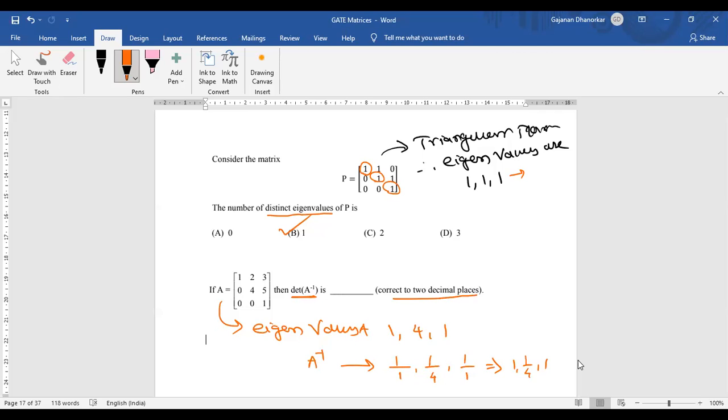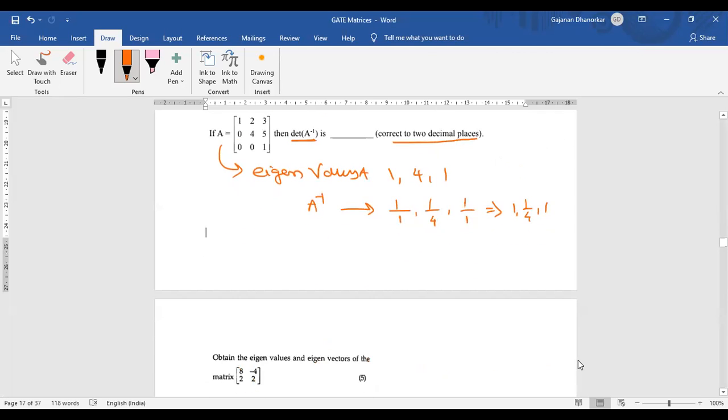We have to find the determinant. The determinant of A inverse is the product of all its eigenvalues. The product is 1 by 4, which is 0.25, and we need the answer up to 2 decimals.